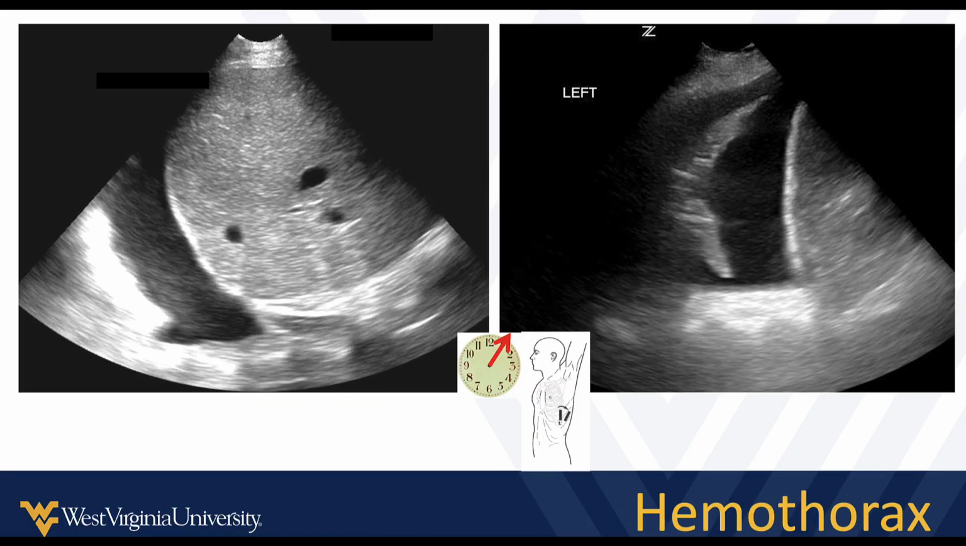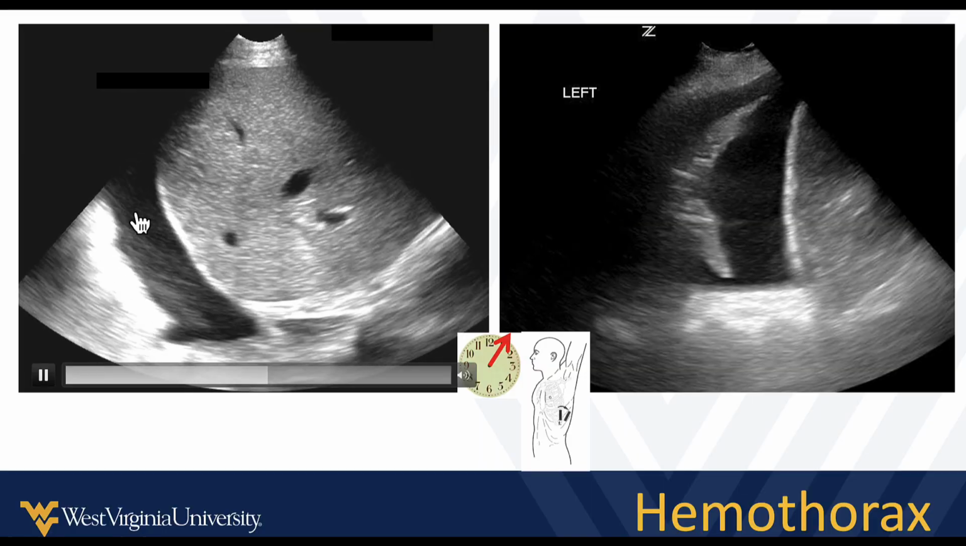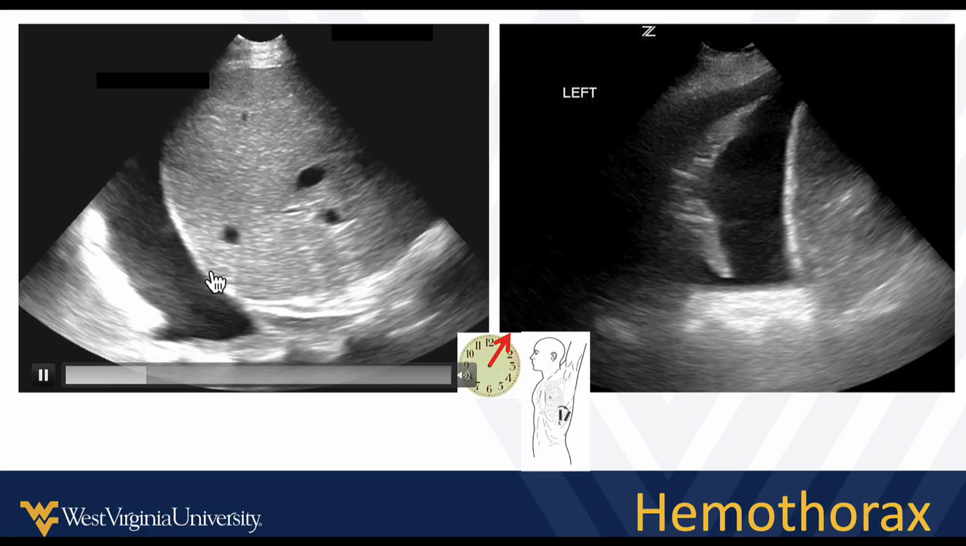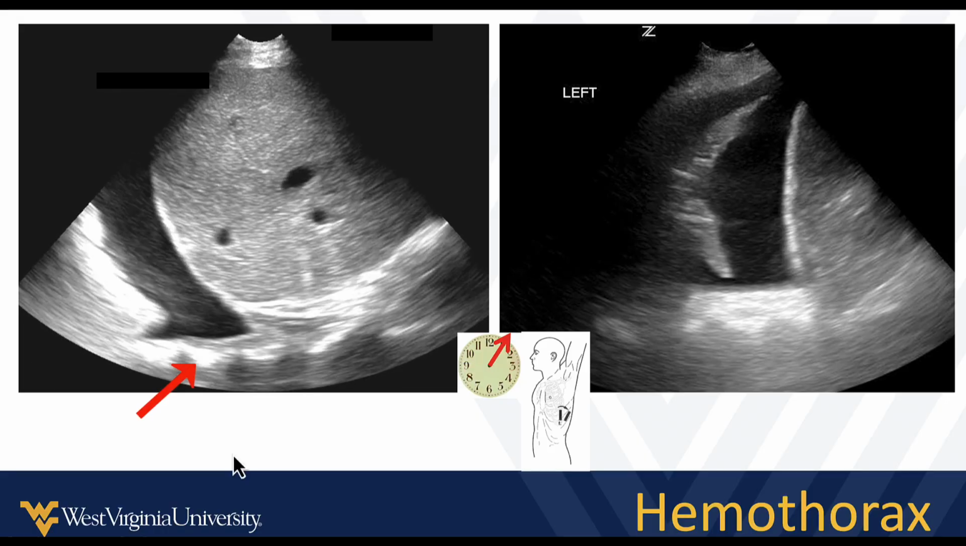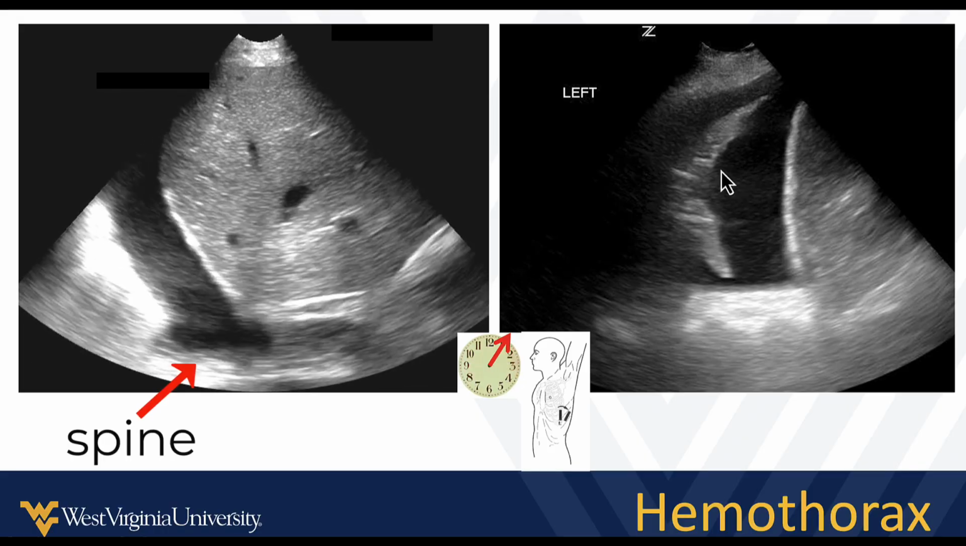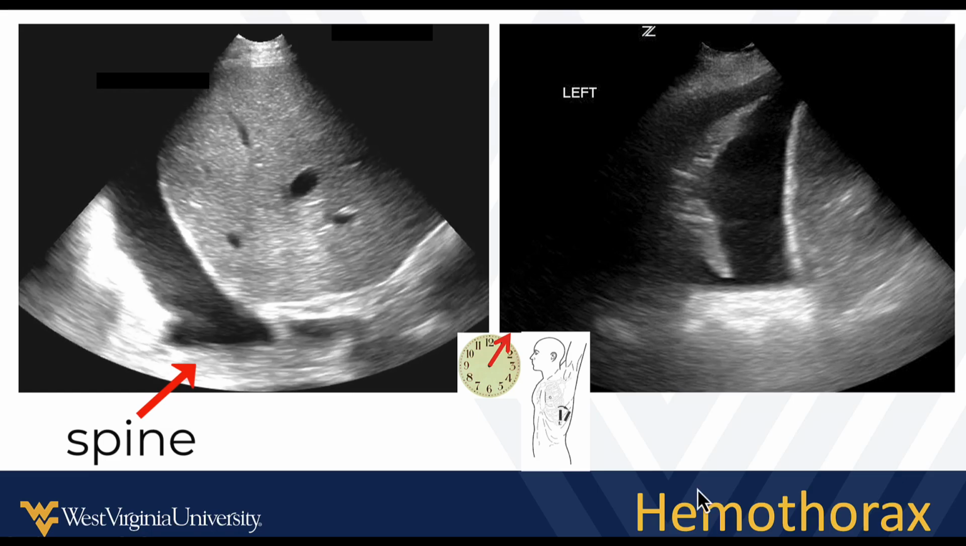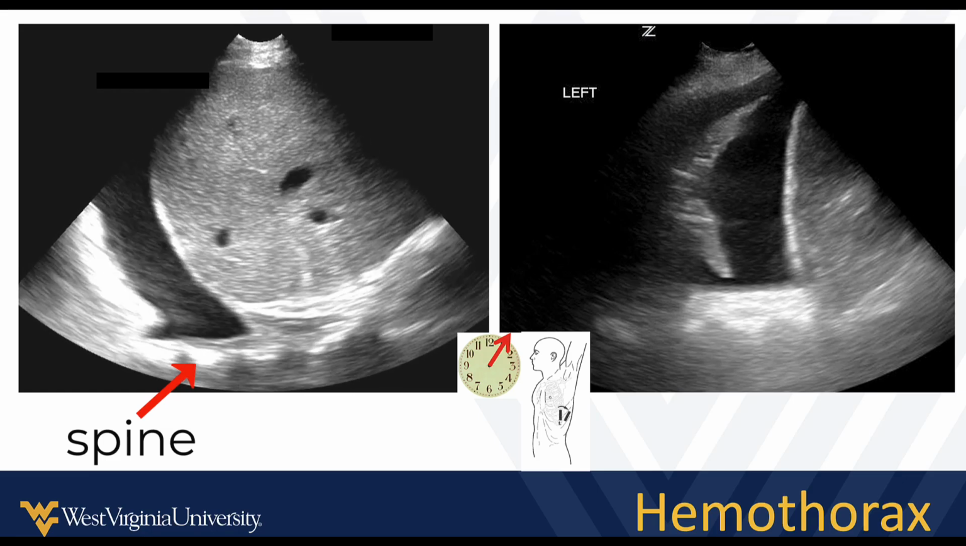Then when we go to the sides and the dependent areas of the chest, we're looking for fluid above the diaphragm, and this is what it may look like. We see the diaphragm, we see the spine sign there, and we see fluid. Similar thing on this side, diaphragm, and then fluid above it. This is kind of the lung floating in there, and we can kind of see the spine in the chest, which we don't normally see when the chest is filled with air.